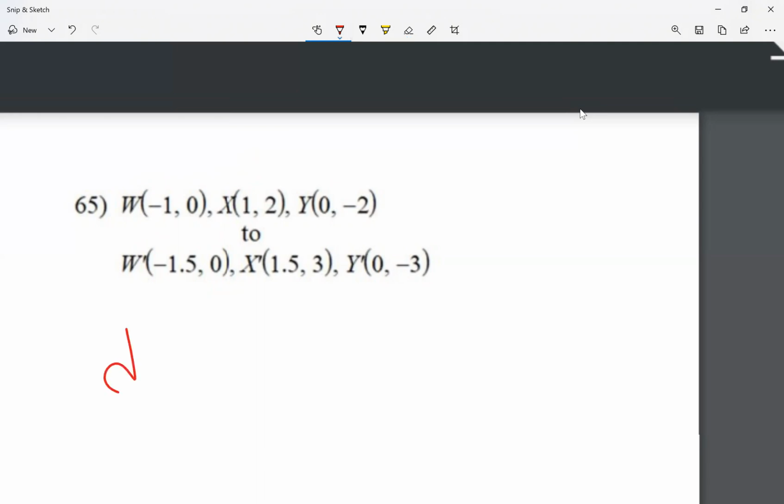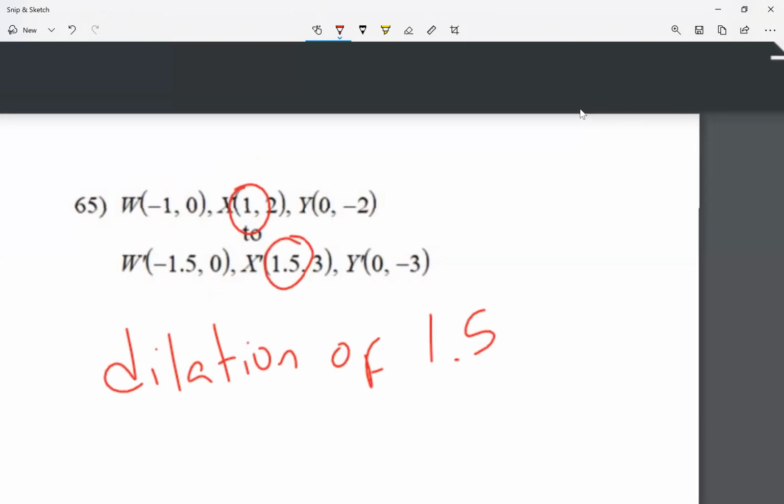And for the dilation, my scale factor, I'm going to go 1.5 divided by 1. So I'm going to say dilation of 1.5. Pretty cool, huh? Okay, so let's take a look at number 66 now.